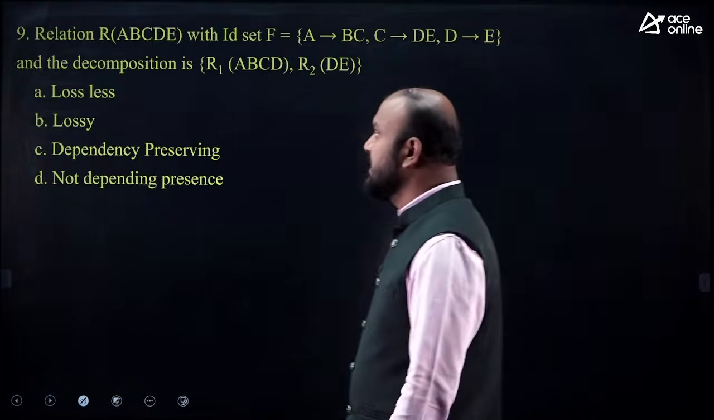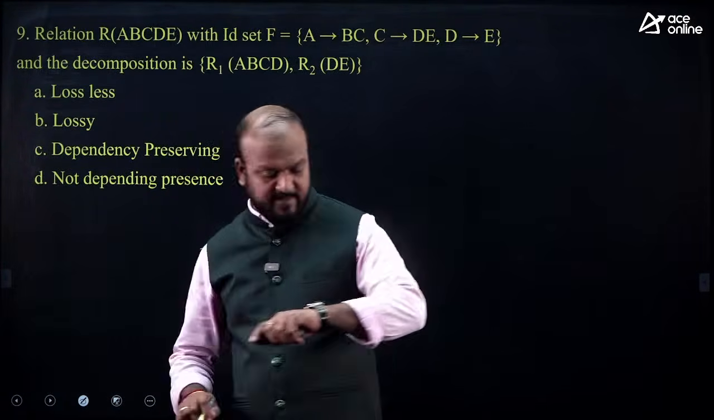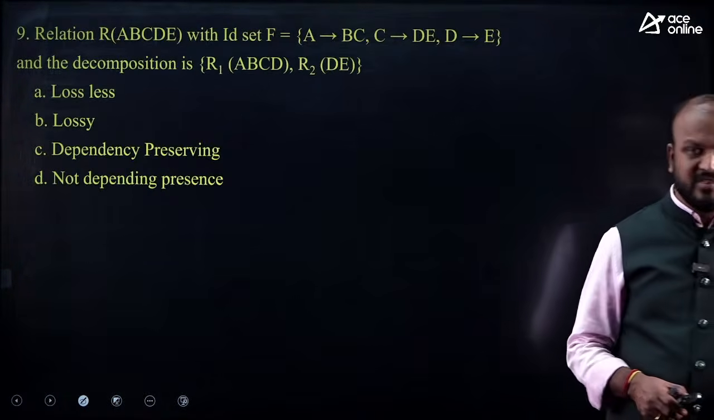Next question, question number 9. It is on lossy lossless decompositions and dependency preservation. Could you please do it a bit faster, because it is 7:40.